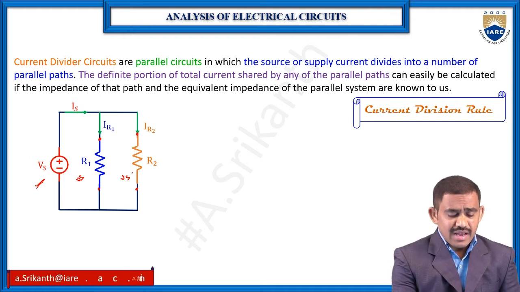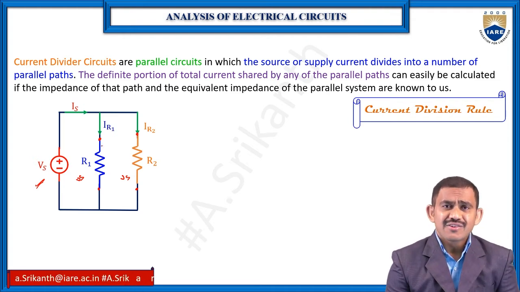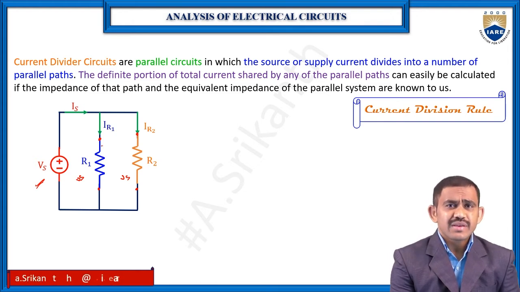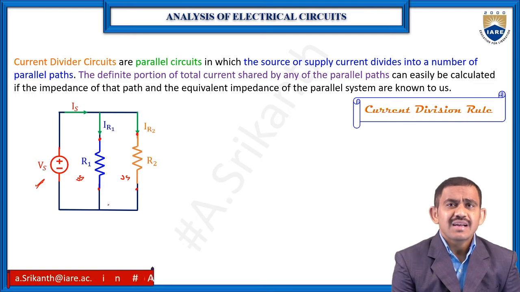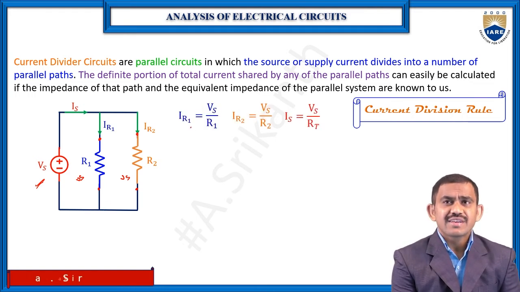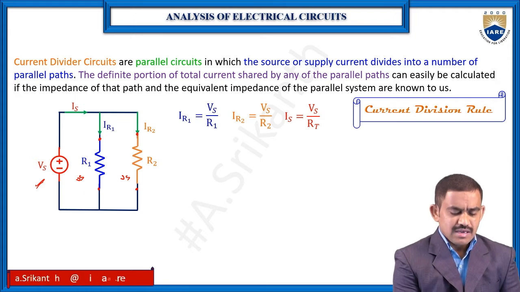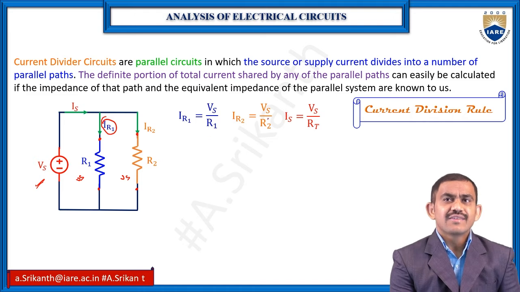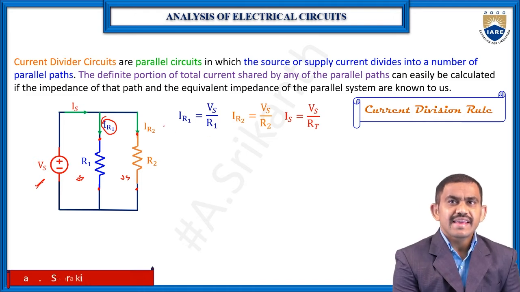Now for the IR1 value, what is your IR1 value? I equals V by R. So what is the V here? Vs. R is nothing but R1. That is your IR1. So IR1 equals Vs by R1. Here I want the current value, and that current value is Vs by R1. And what about IR2? IR2 is nothing but Vs by R2.